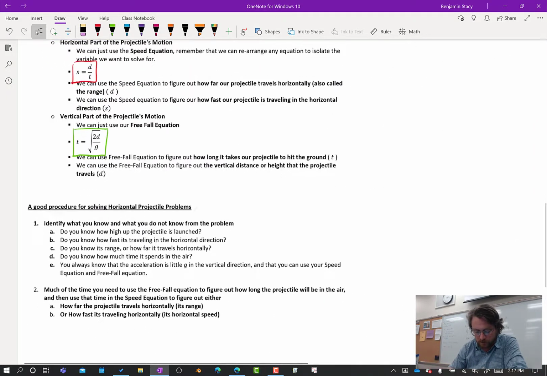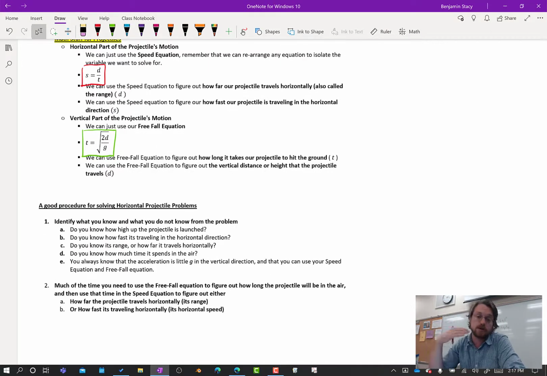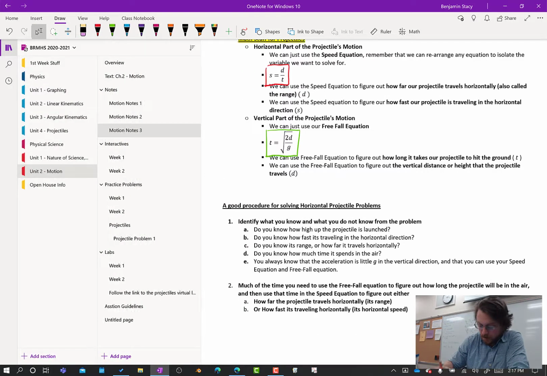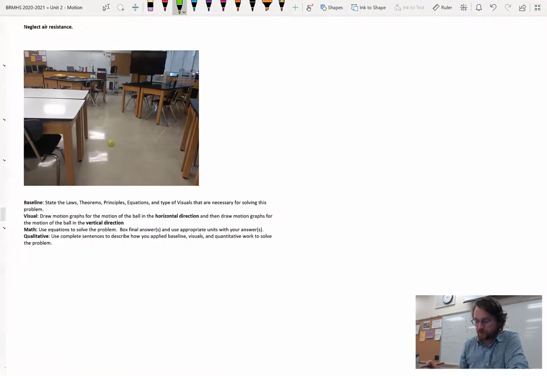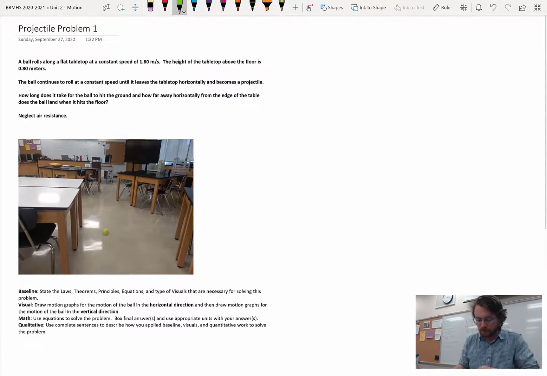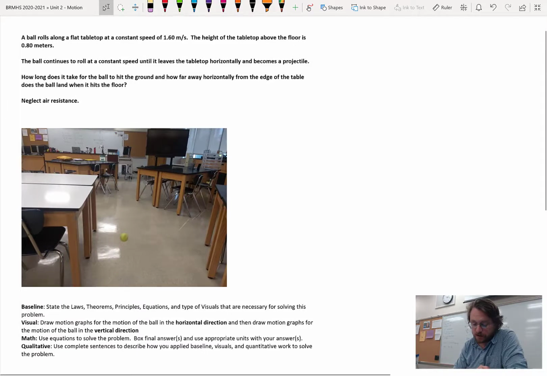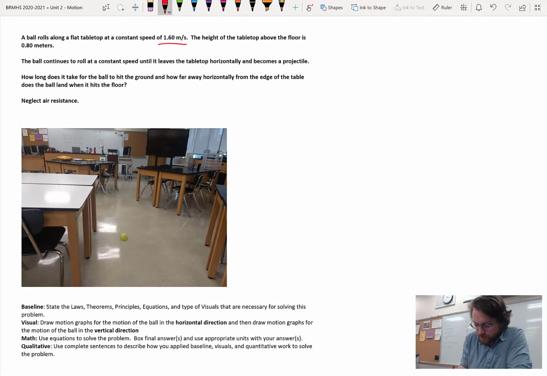I have some info at the bottom, a good procedure of what you can think about as you're trying to solve a problem, but let's do the practice problem that's in there right now. Here we have a ball that rolls along a flat countertop on the table at a constant speed of 1.6 meters per second. So there's my s. I'm going to use red for all the horizontal stuff and green for all the vertical stuff. The height of the tabletop above the floor is 0.8 meters. That's going to be our green distance d, because that's the vertical distance.